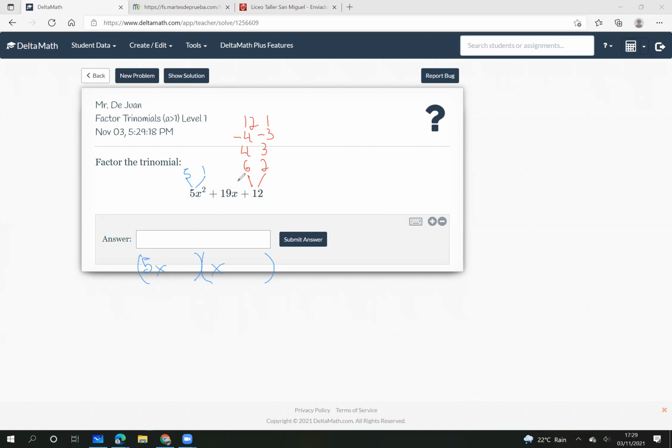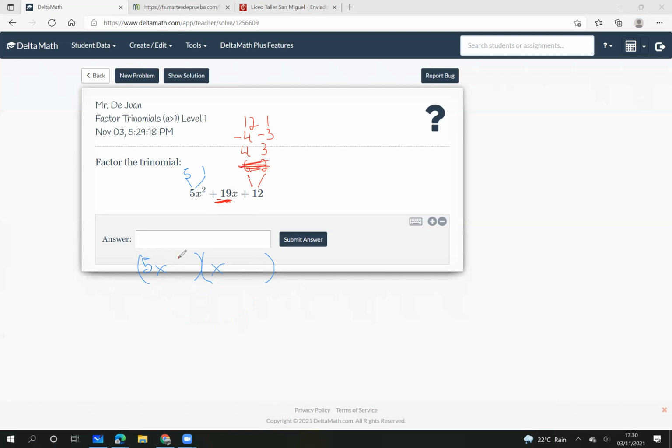So let's try out some numbers. Let's see if I put a 6 here and a 2 here. 5 times 2, 10. 10 plus 6, 16. Well, 2 there and a 6 there won't work. What if I try 2 and 6? 5 times 6 is 30. 2 times x is 2x. That gives me a total of 32. That's not it, because the number I am looking for is 19. So we know that this is not an option.